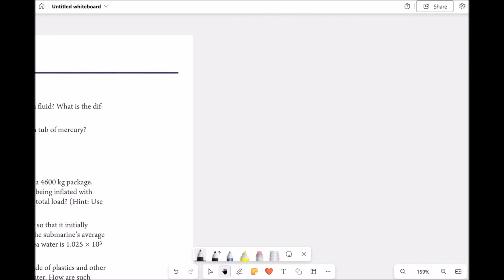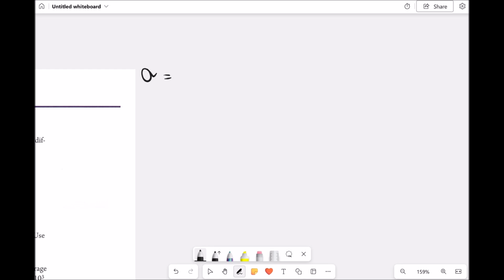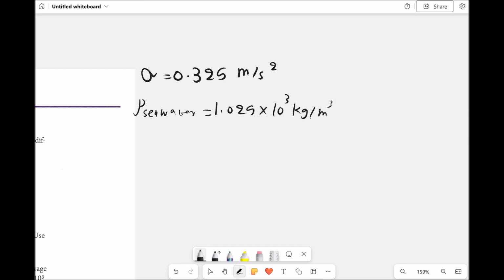Now look, you have acceleration, which is equal to 0.325 meter per second squared. Then you have density of the seawater, which is equal to 1.025 times 10 to the power of 3 kilogram per cubic meter. It needs the submarine's density. So the density of the submarine is equal to what?